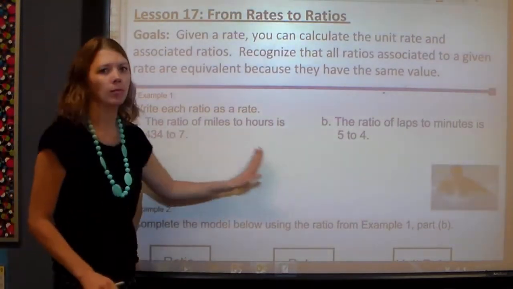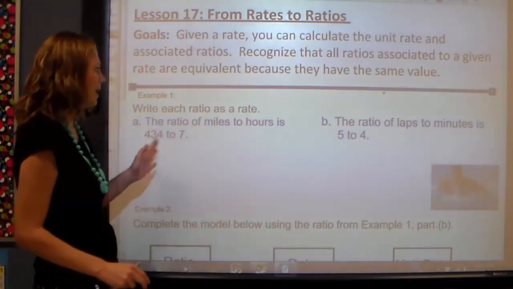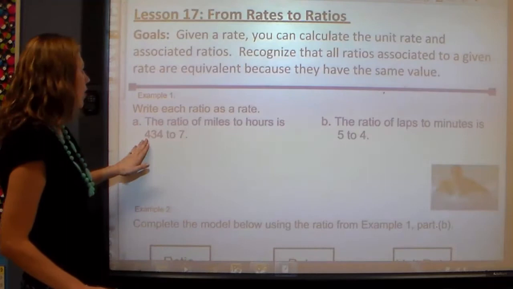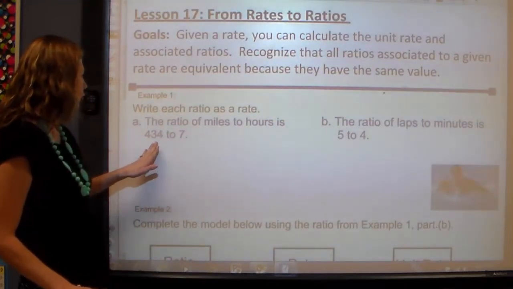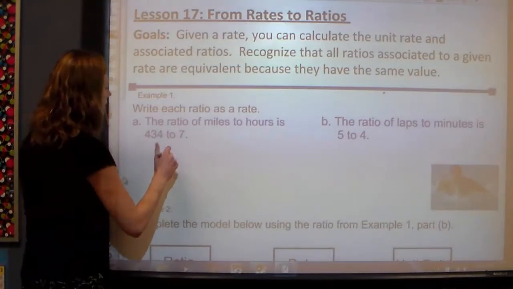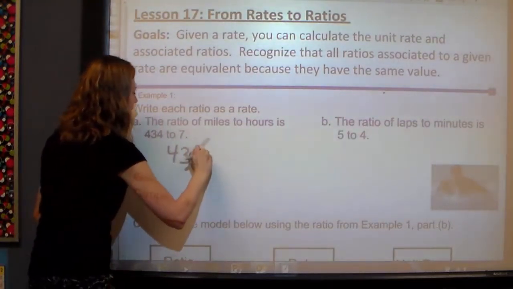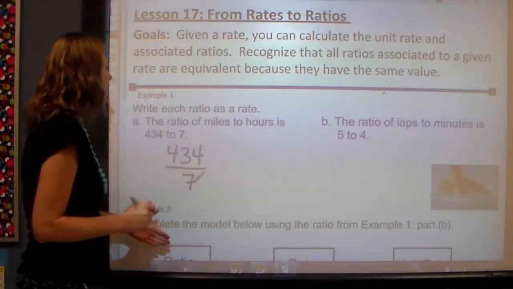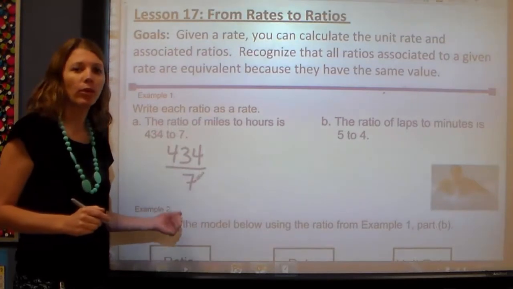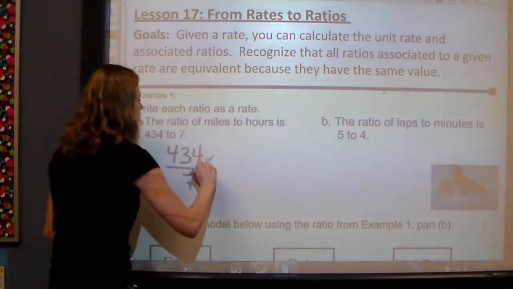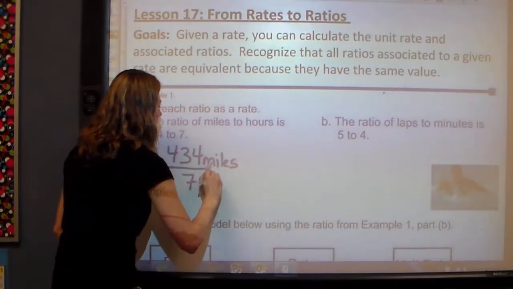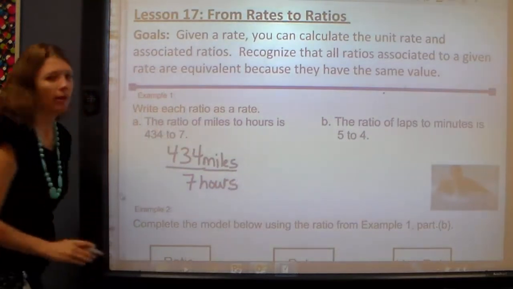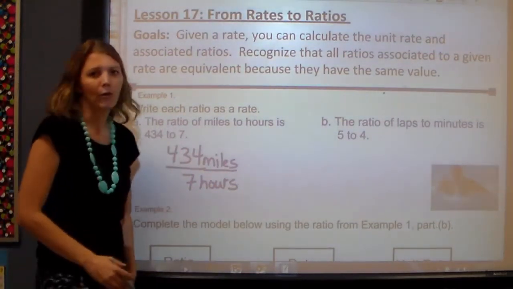Example 1 is just kind of a warm-up just to remind us about ratios and how we can write them. So it just says write each ratio as a rate. So the ratio of miles to hours is 434 to 7. I can do it like this as a fraction. 434 to 7. And if I want to do it as a rate, what I'm doing is I'm adding in the units with the numbers. So this is miles, and it's per hours. And that's how I could write a rate.